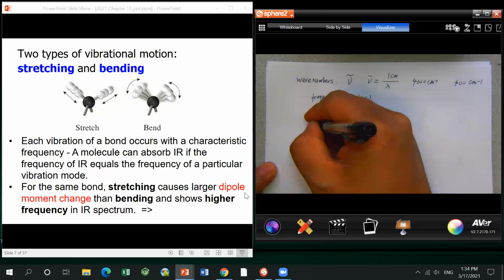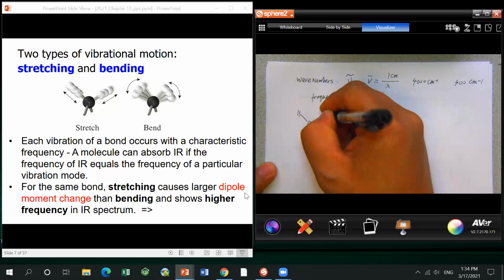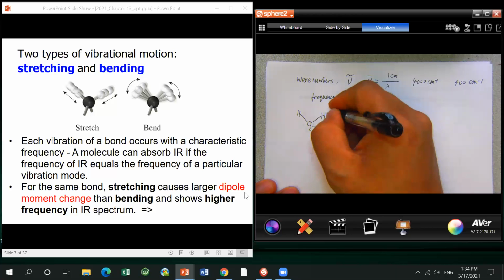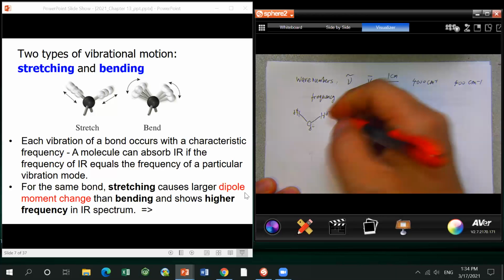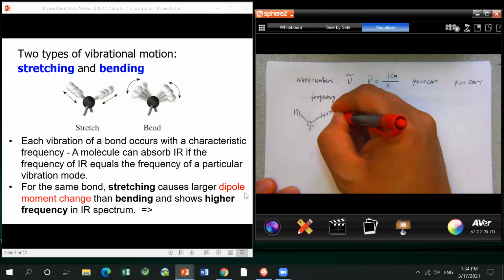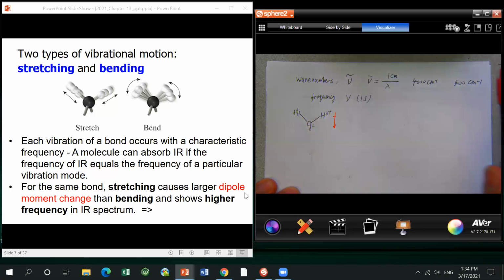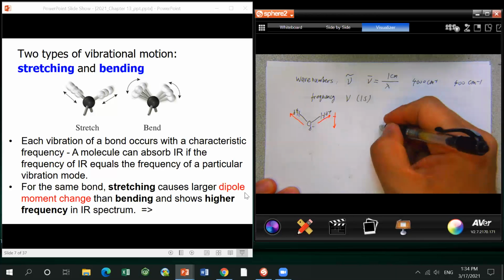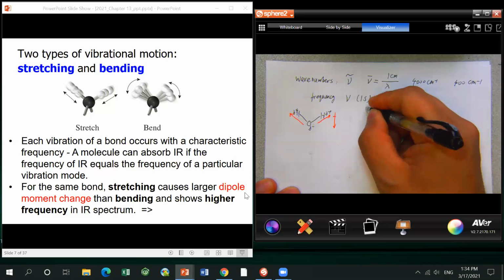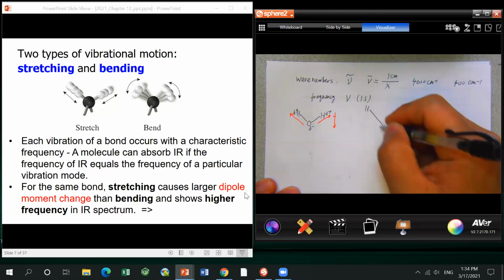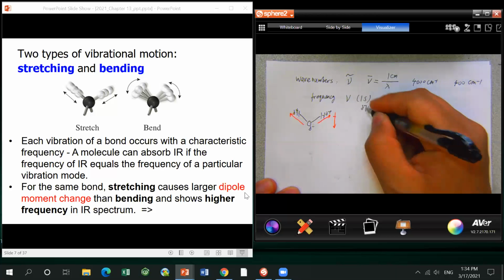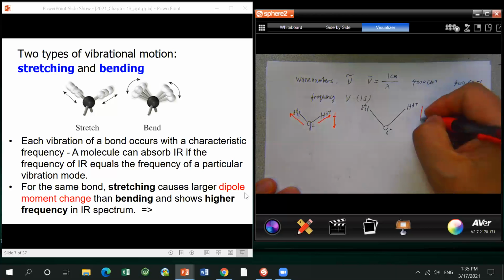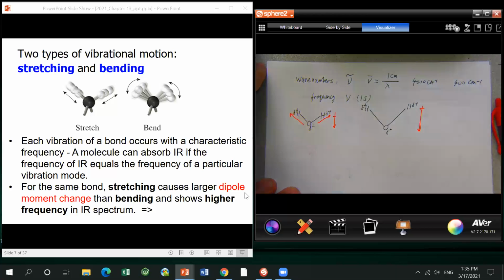We know that water has a bent structure, like this. So water has some dipole moment: partial negative charge on oxygen, partial positive charge on hydrogen. The dipole moment should be like this. If the stretching happens, going like this way, you find a bigger dipole moment change. Here still partial negative, partial positive, and the dipole moment change feels bigger. So this we call stretching.